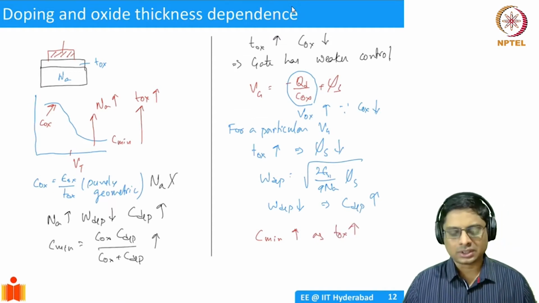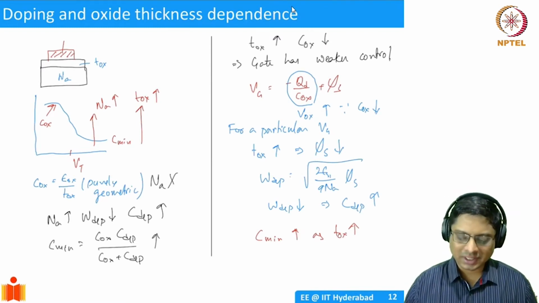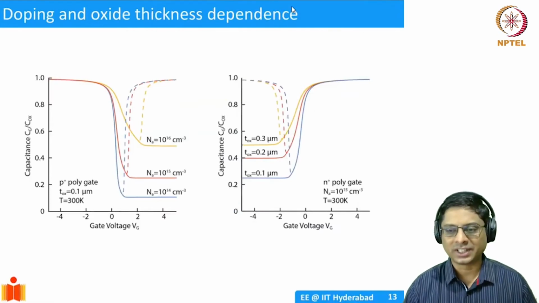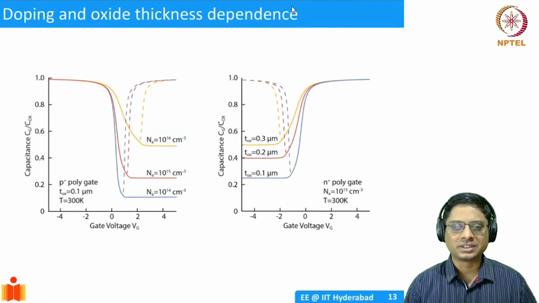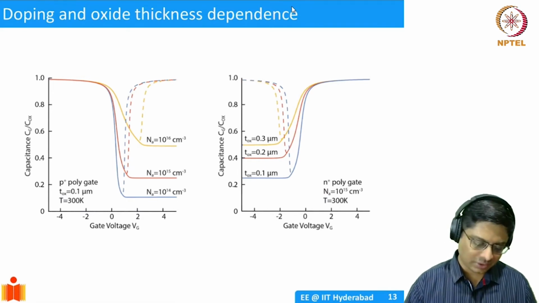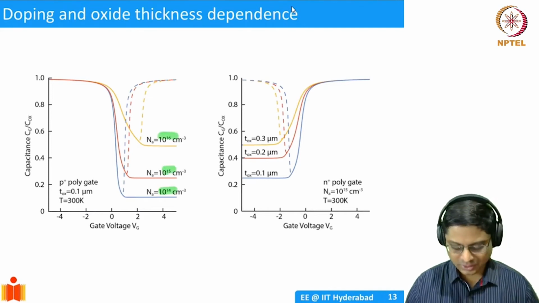Well, this is what we'd expect. So what I did was I went to NanoHub and then I grabbed a few CVs. I downloaded them and then I plotted them, cleaned up a little bit. So this is what you get. So I use 3 different doping concentrations, 10 power 14, 15, 16, and then you run the same CV.